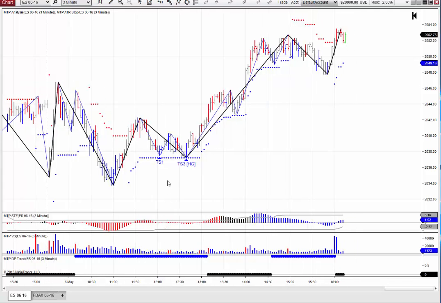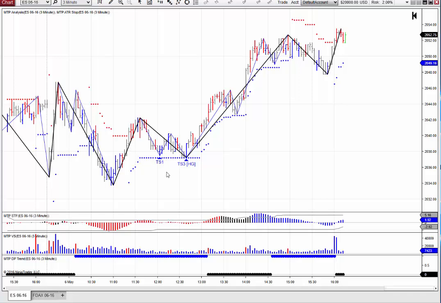Here you can see that we had a couple of buy setups, TS1 and a TS3 HG, which is a Holy Grail trade setup, which I'll have a look at in a minute. But you can see these buy setups would have been against our old STF indicator, which, as you know, with any indicator, indicators tend to be lagging. But our new DP trend indicator was blue, indicating the trend was up, and therefore these were good setups to take. So this is a good new addition to our NinjaTrader 8 add-ons.